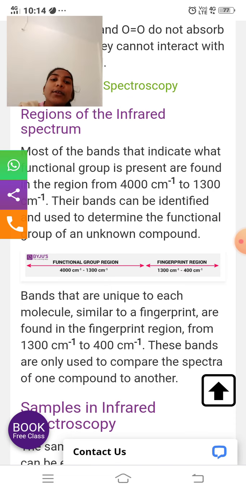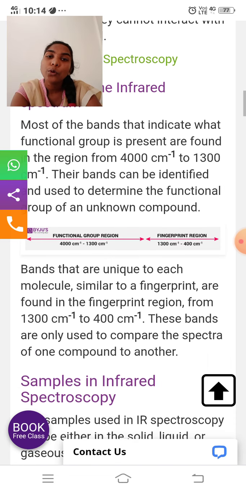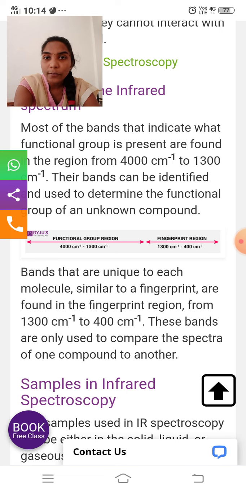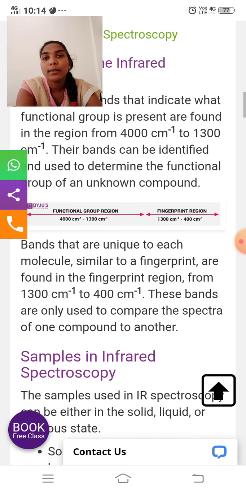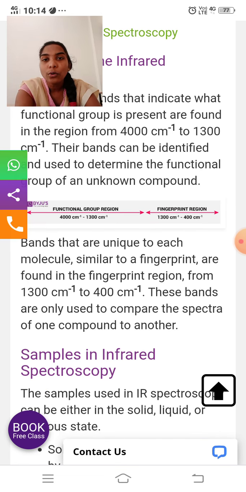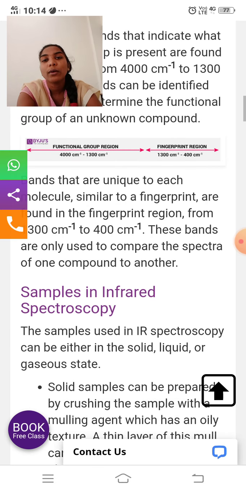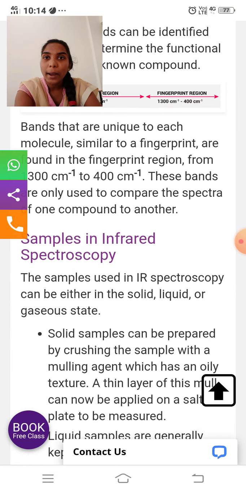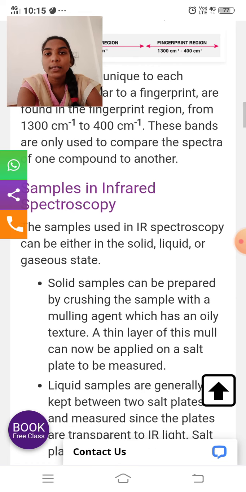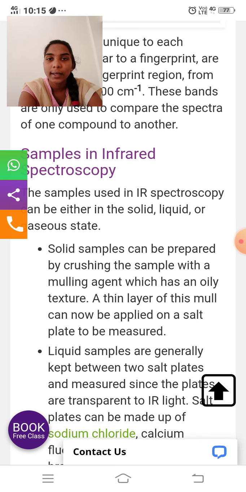The next point is regions of the infrared spectrum. Most of the bands that indicate what functional group is present are found in the region from 4000 cm inverse to 1300 cm inverse. These bands can be classified and used to determine the functional group of an unknown compound. Bands that are unique to each molecule, similar to a fingerprint, are found in the fingerprint region. And these bands are only used to compare the spectra of one compound to another.